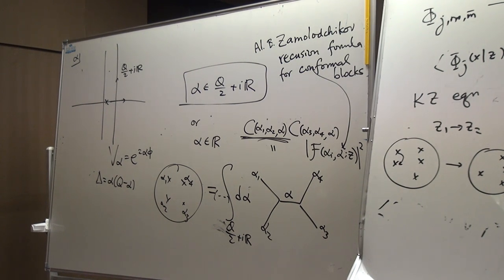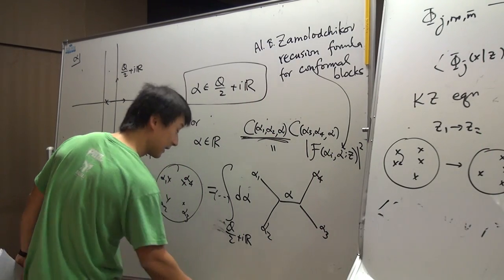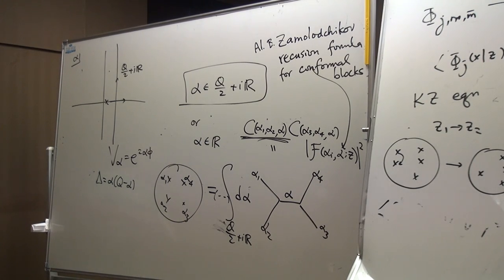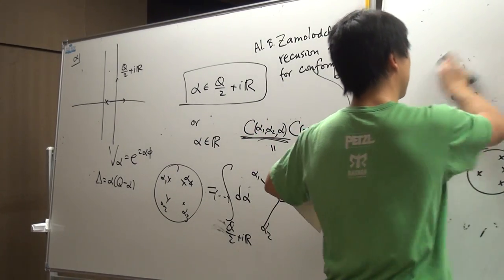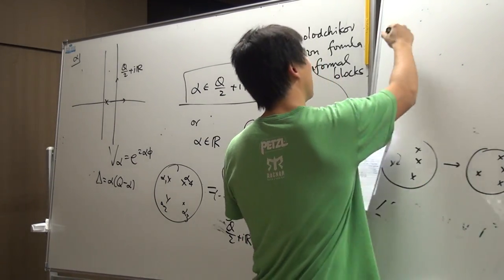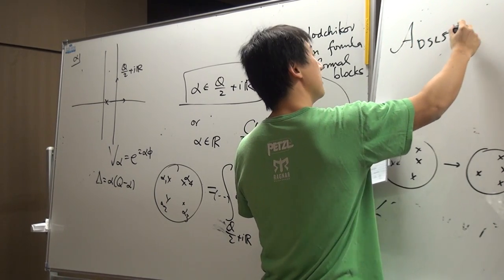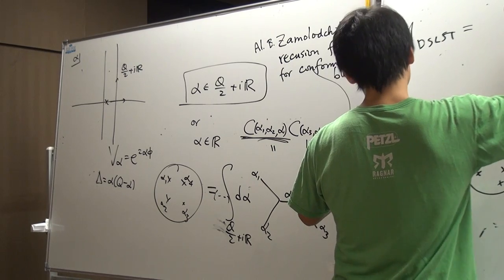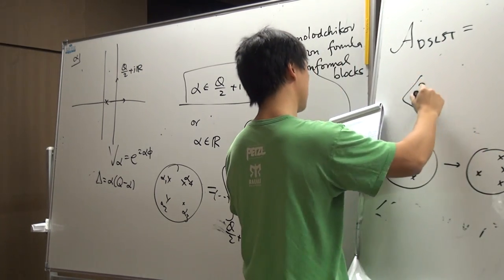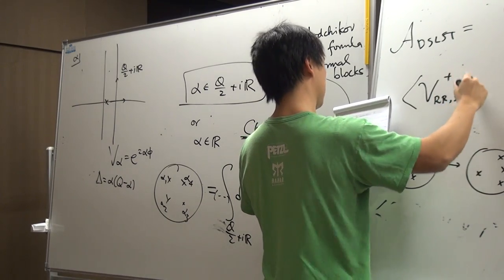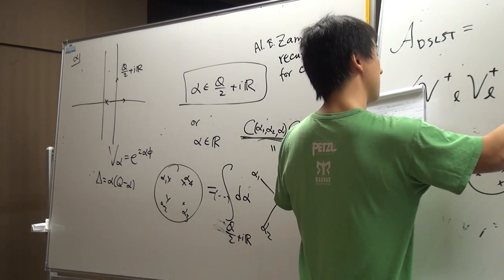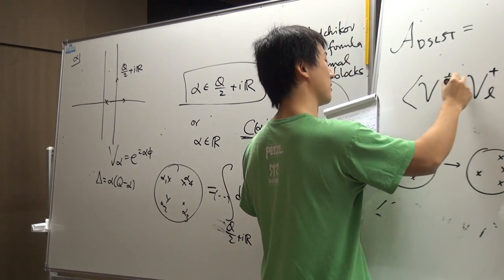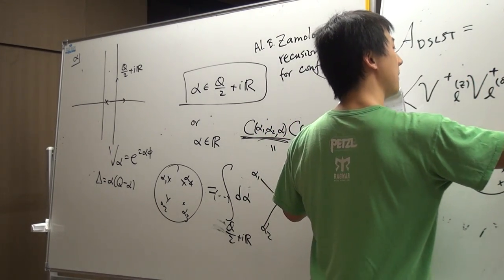After all that work, one can write down the 4-point amplitude of these particular Ramond vertex operators in double-scaled little string theory. Schematically, this amplitude in double-scaled LST is going to be some integration in the cross ratio of some correlator of this Ramond vertex operator, V_L plus and V_L minus, V_L minus.